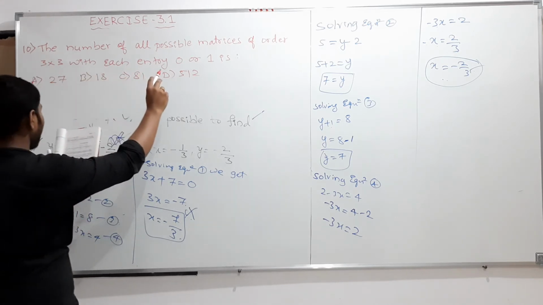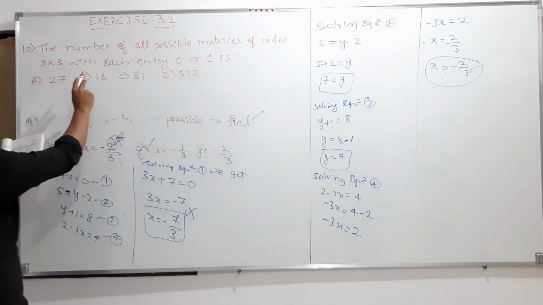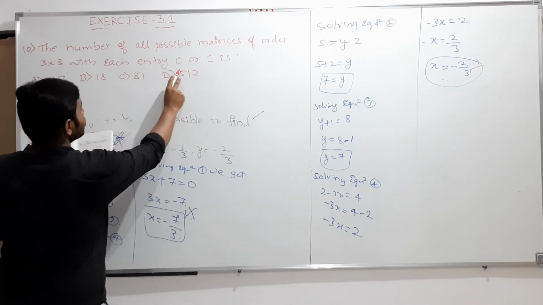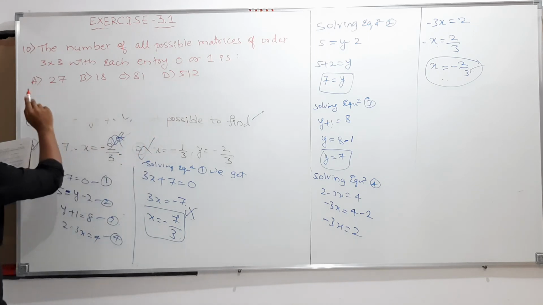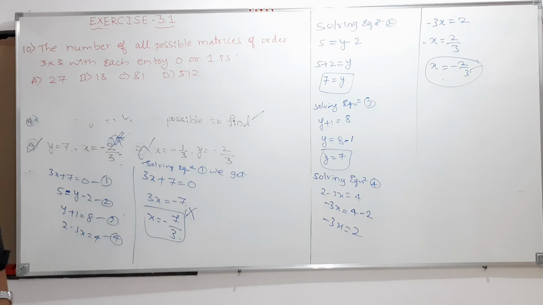The number of all possible matrices of order 3 cross 3 with each entry 0 or 1 is. The options are 27, 18, 81, 512.